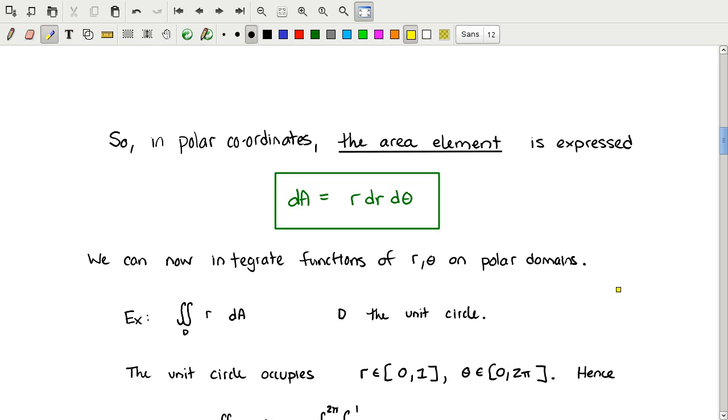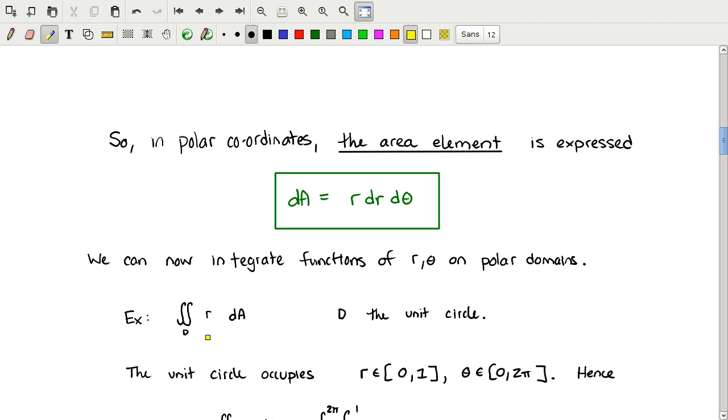So here is our main result. This area element, as it's called, dA, is written in polar coordinates, not as dx dy, not as dr d theta, which you might have guessed by analogy, but rather r dr d theta is how we write dA in polar coordinates. That's what we just derived. And with this result, we are now ready to do integrals in polar coordinates of functions of r and theta.